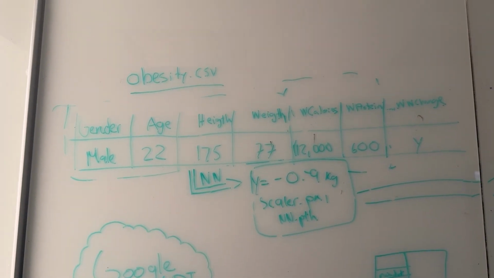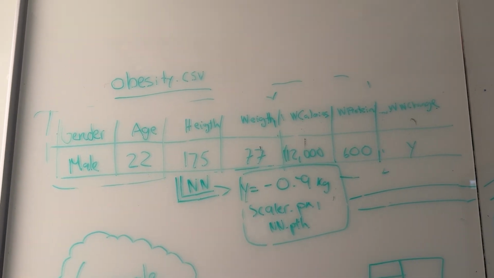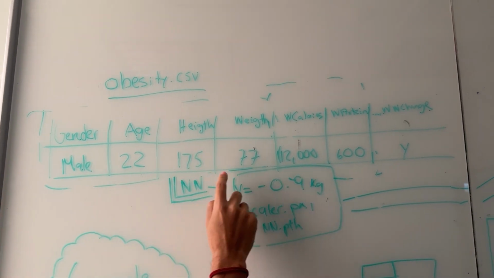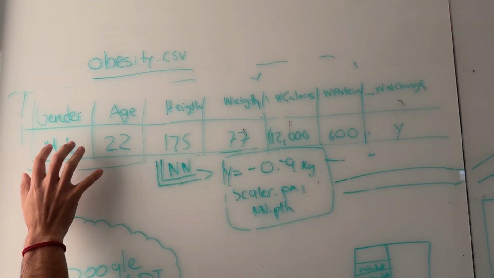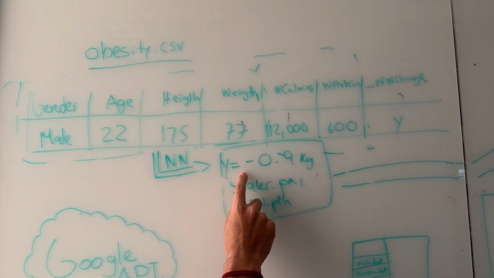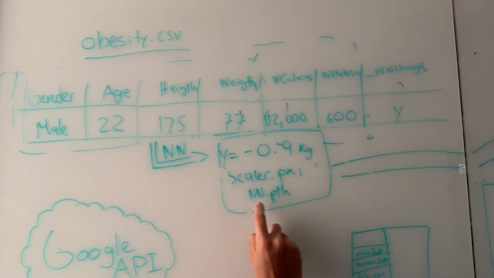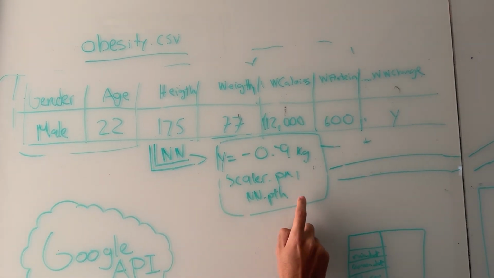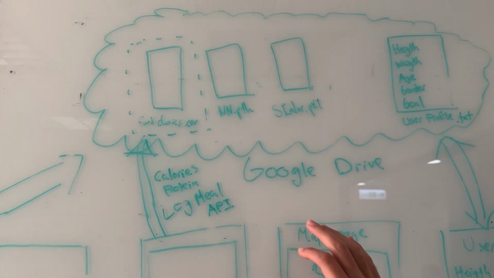To train our neural network, we use a Kaggle database, obesity.csv. Our data is represented as follows: gender, age, height, weight, weekly calories, weekly protein, and the output is weekly weight change. Once we have trained that model, we will have the calculated weekly weight change, scaler.pkl, and then model.pth. These two correspond to the trained model. Now we have uploaded our representation of our trained model to our backend, the Google Drive.